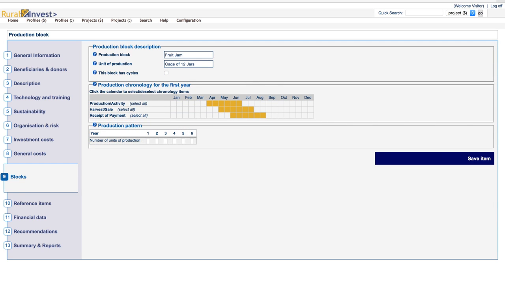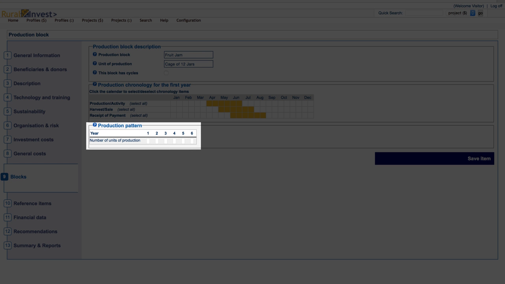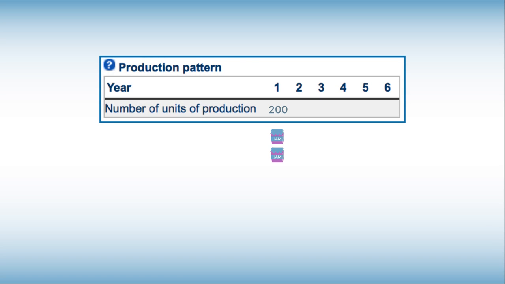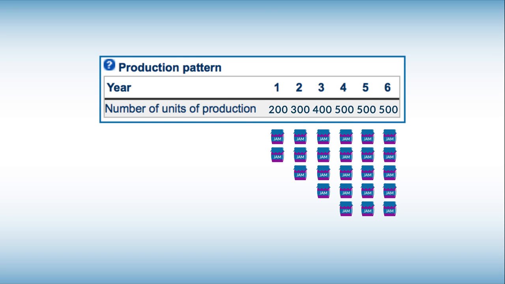Once that is done, the only information that needs to be entered in the software is the number of jars of jam that are expected to be produced in 1 year. With this in mind, the production pattern can be very simple. For example, we can produce 200 jars in the first year, 300 jars in the second year, 400 jars in the third year, and 500 jars from year 4 onwards.